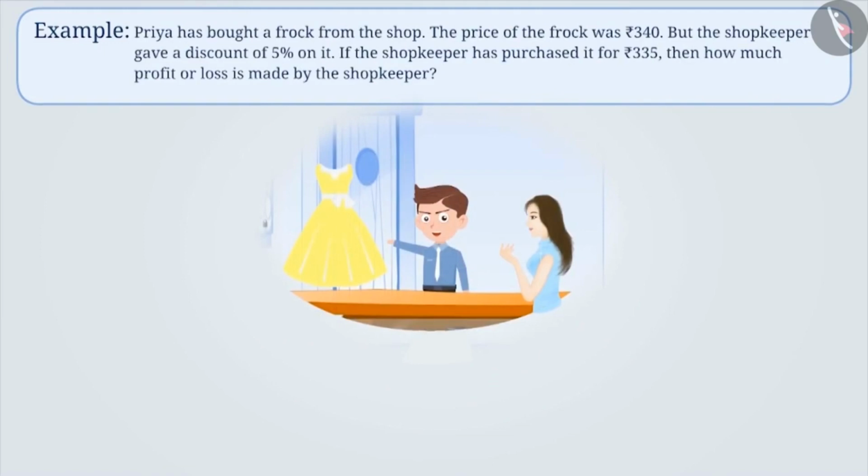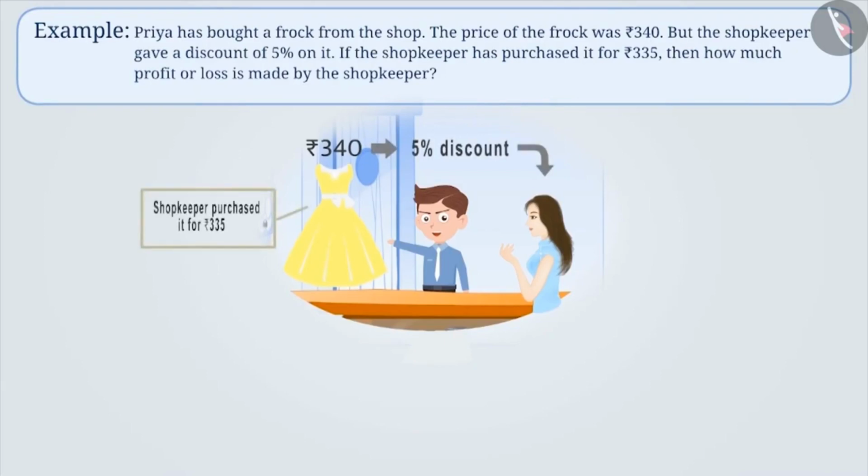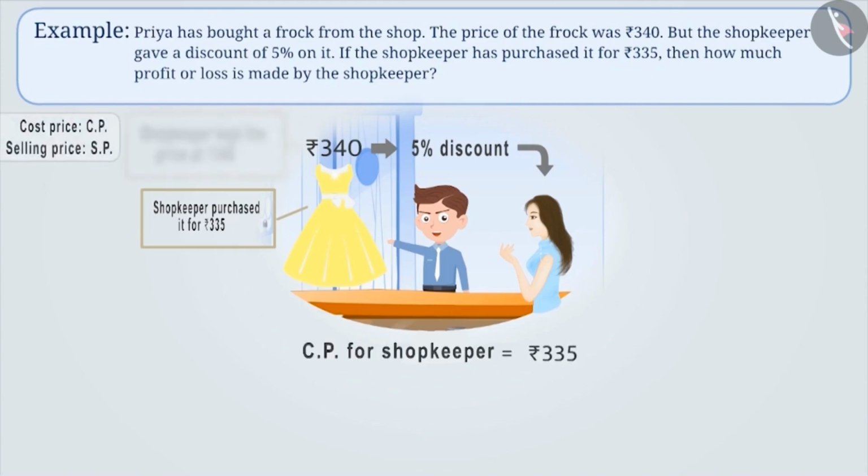The price of the frock was rupees 340, but the shopkeeper gave her a discount of 5%. If the shopkeeper purchased it for rupees 335, then how much profit or loss is made by him? The cost price for the shopkeeper is rupees 335. He kept the selling price of the frock as rupees 340, but while selling it to Priya, he gave a discount of 5% on it.